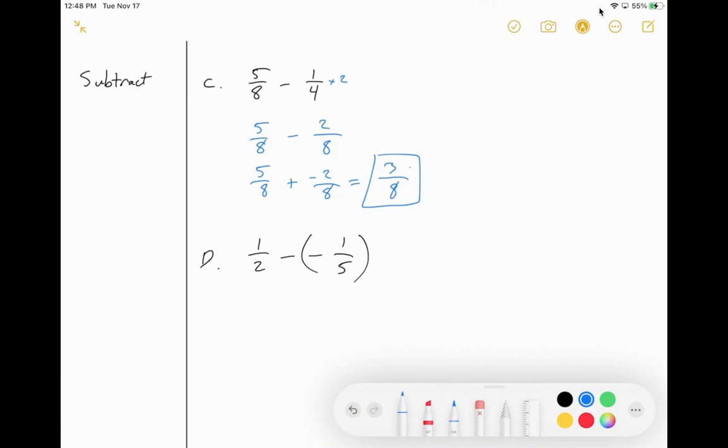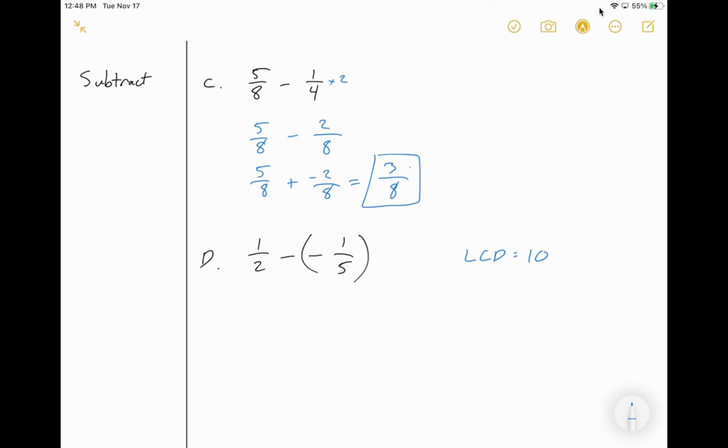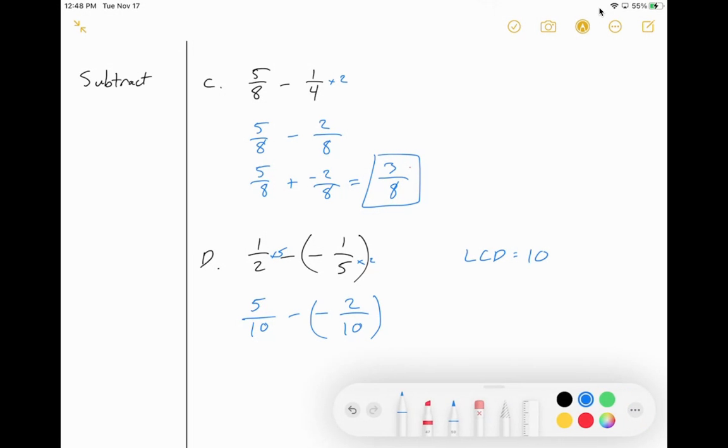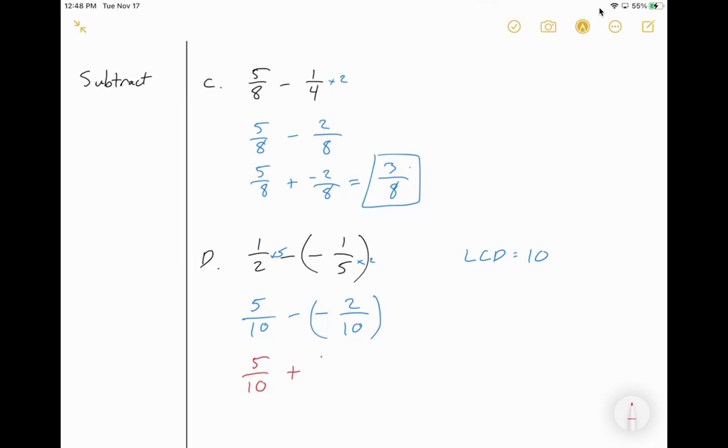Okay. So our LCD in this case, right? Most of you guys figured out it's 10, right? Not 20, not 5, not 2, it's 10. Okay. So here we go. Let's change the fractions. So I want 10 on the bottom here, so I got to multiply by 5. So that's 5 over 10 minus a negative times 2 here, 2 over 10. Okay, let's do our keep switch change. Keep. Switch. Change. Right? Negative 2 over 10 becomes positive 2 over 10. So my final answer is 7 over 10.